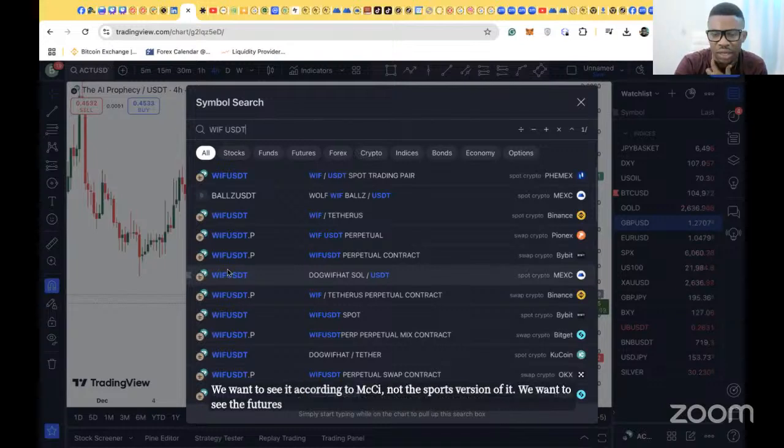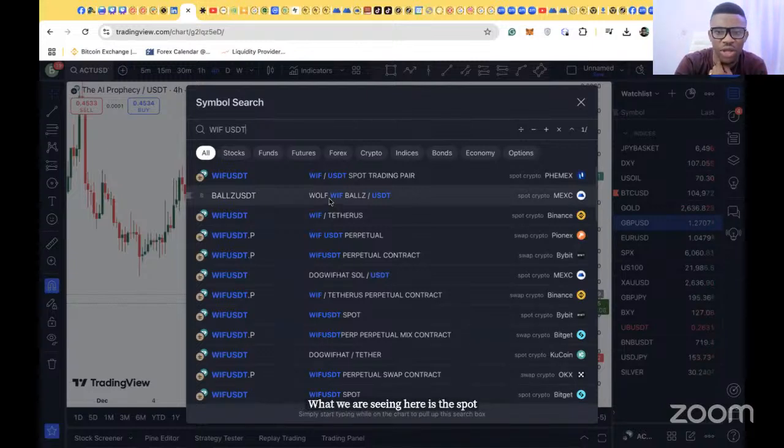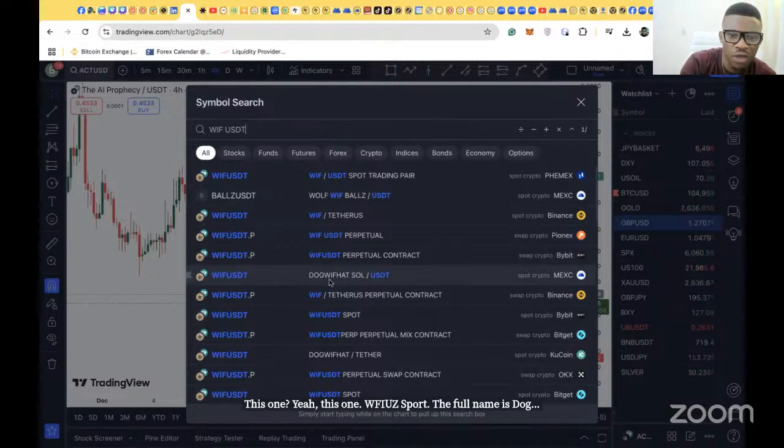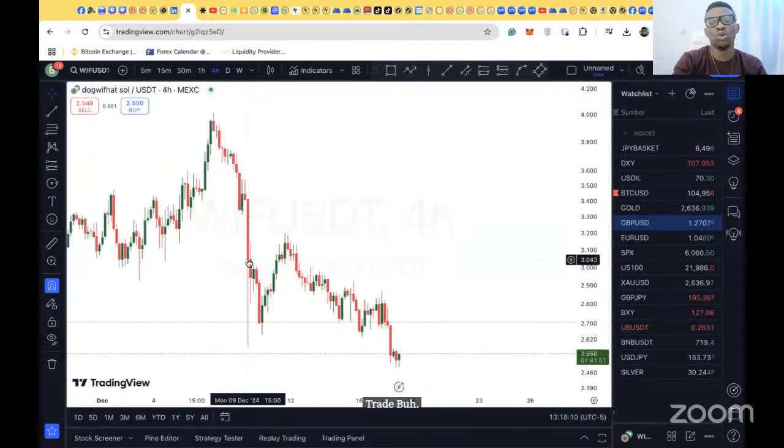Oh my goodness. What we are seeing here is the spot, WFI spot. Let me see. This is it. This one? Yeah, this one. WFI USDT spot. The full name is Dog Wi-Fi Hat. It's a Solana asset, tradable with the USDT. So this is the H4 view of WFI USDT.